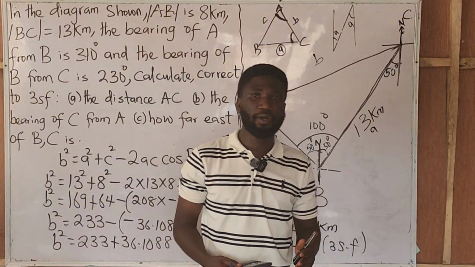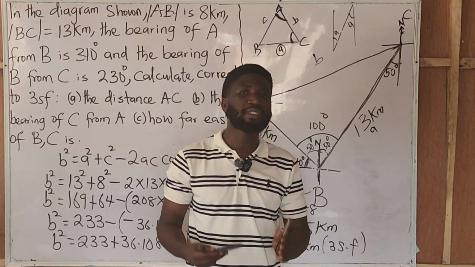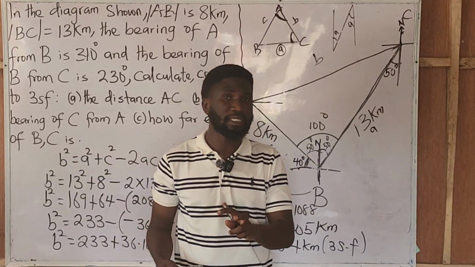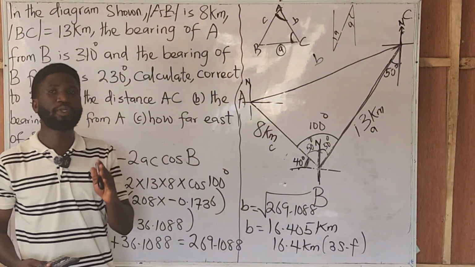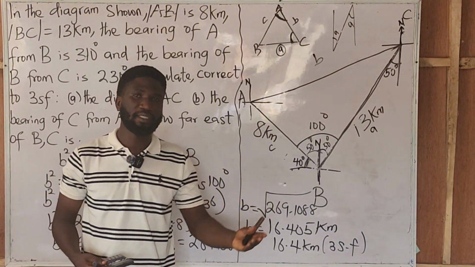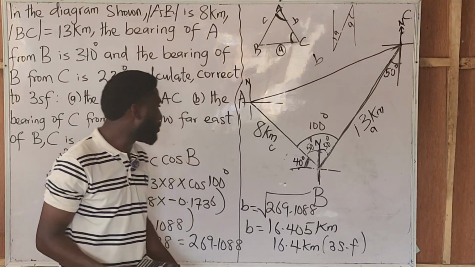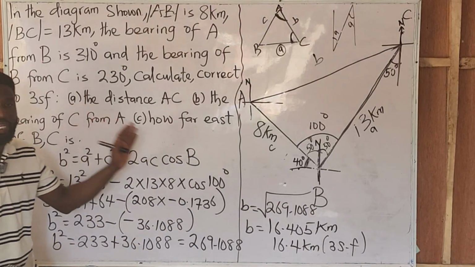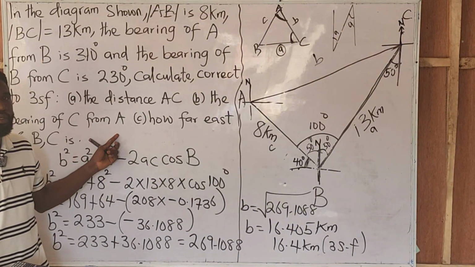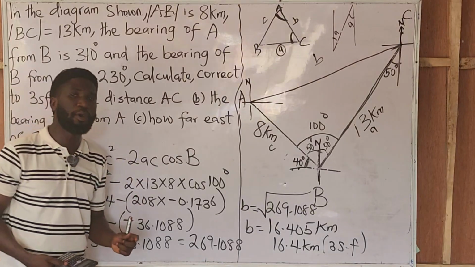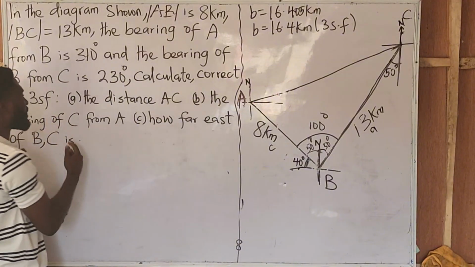In most cases, under bearing and distance, if you want to calculate the distance, we use the cosine rule. But if you want to get the bearing, we are going to make use of the sine rule in most cases. So now we've made use of the cosine rule to get the distance. Now we want to get the bearing of C from A, so we have to make use of the sine rule.